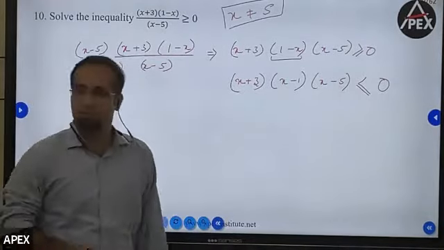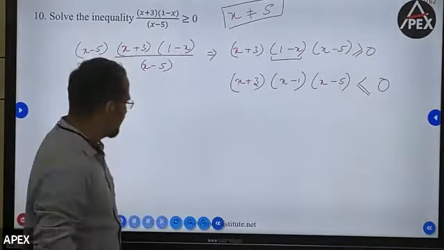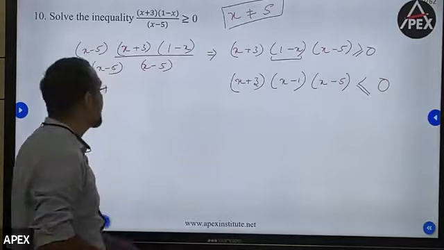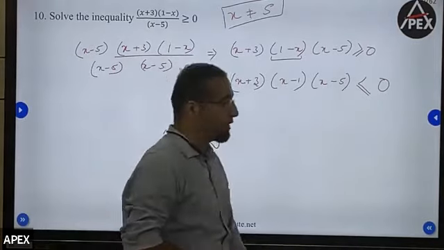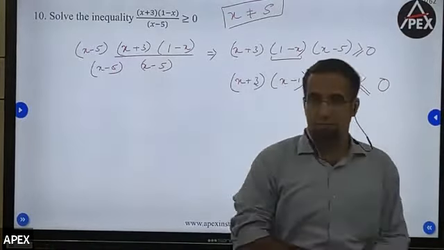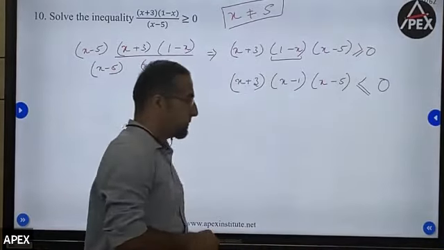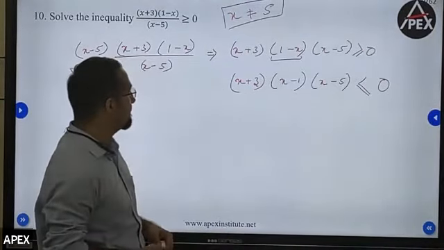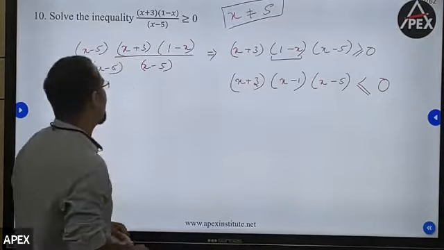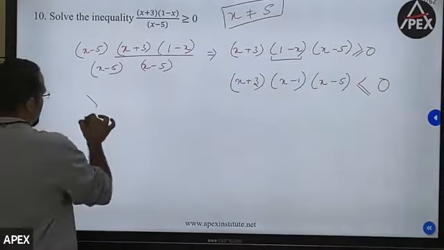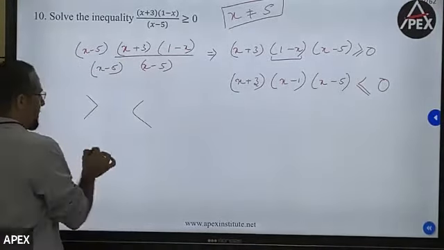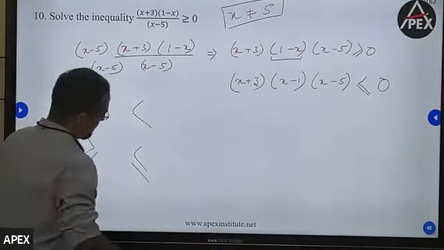Now can you get the answer? Yeah, now it's very easy. The only thing that you need to understand is the value of x becomes negative. Clear? Can you proceed? So always remember, when you are multiplying with the minus sign, greater than becomes less than, greater than or equal to becomes less than or equal to.